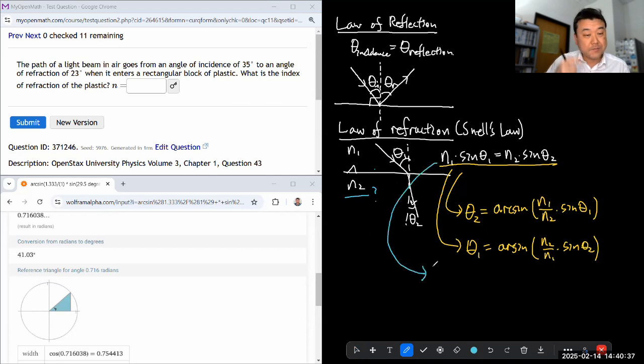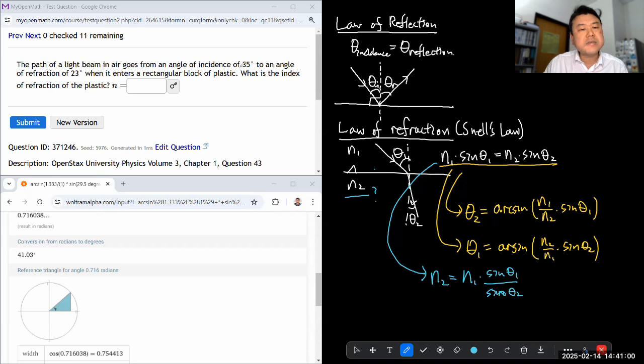Oh, this reminds me of the lab you will be doing next week. That's really the one main activity in that lab, figuring out the index of refraction of a medium in a few different ways. So N2 is equal to N1 times sine theta 1 divided by sine theta 2.